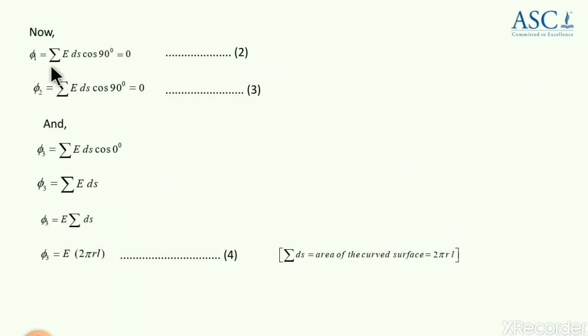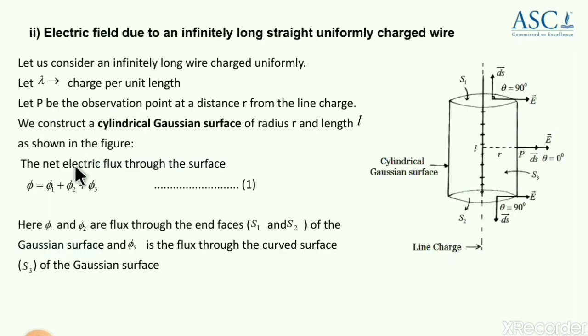Now we have to calculate using the formula of electric flux. By definition, what will be the flux phi 1 value, what will be the flux phi 2 value at the two end faces of the cylinder, that is here. I'll just show you. So at this face and at this face, let us find out what is the value of electric flux.